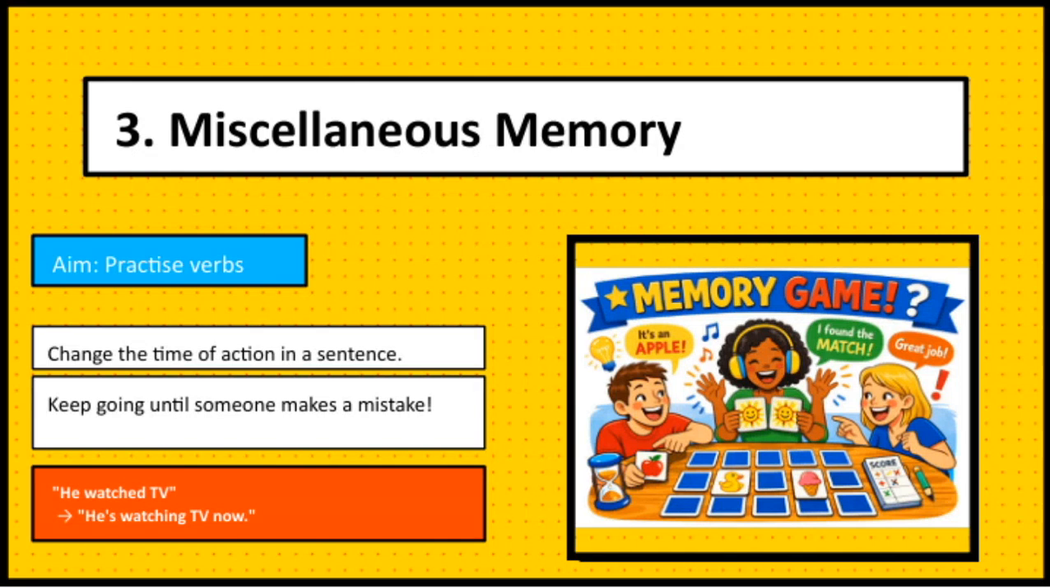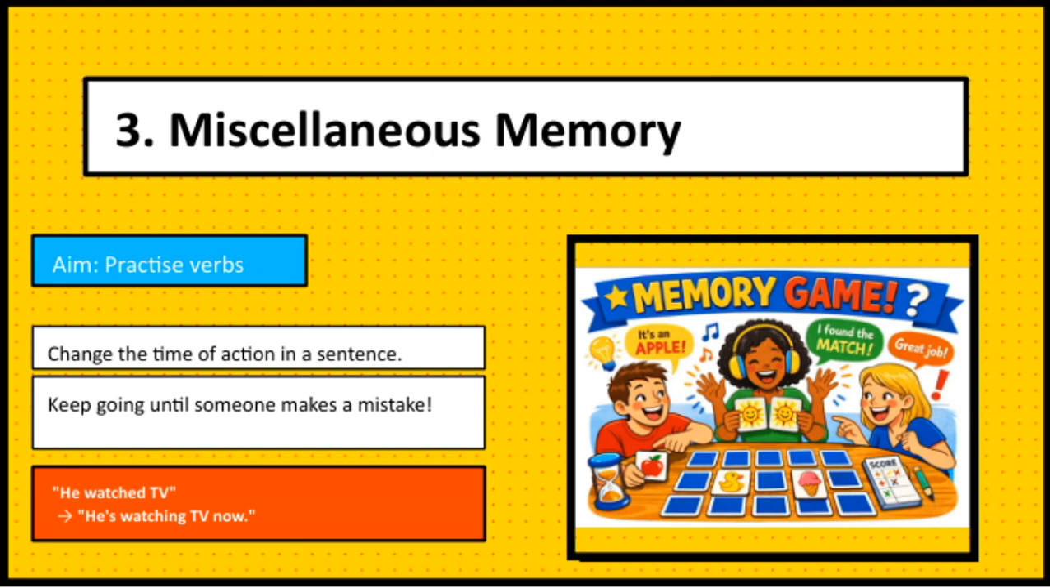Now let's look at how the tense changes when we shift the time of action. On the slide, we start with he watched TV, which is in the past tense. This tells us that the action happened at some point before now. Then, if we want to describe what he is doing right now, we say, he's watching TV now. Notice how we switch to the present continuous tense to emphasize that the action is happening at this very moment.